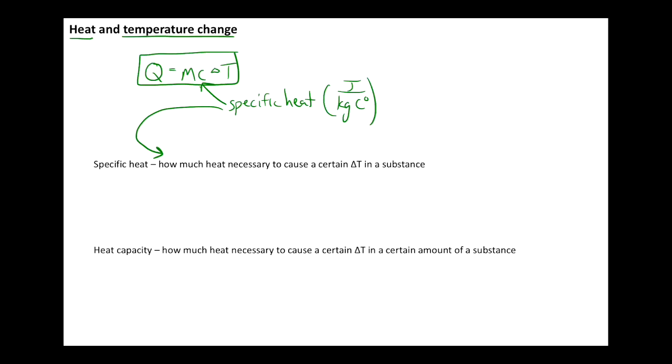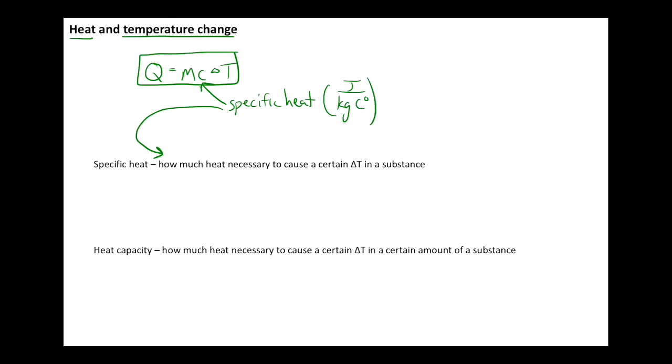So if something has a higher specific heat, I have to either pump in a lot more heat or take out a lot of heat to get a very significant temperature change. Things with low specific heat, it doesn't take a lot of removal or adding to change their temperature.